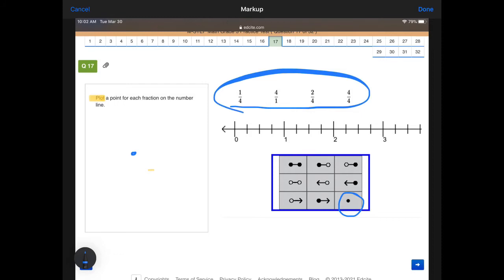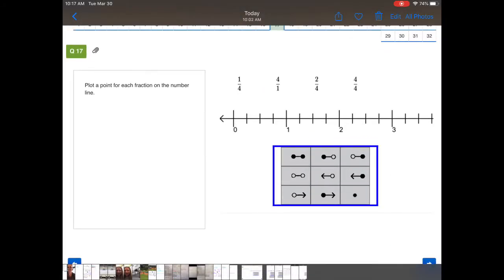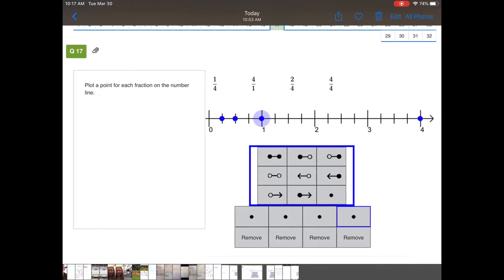Now I can see that it's dividing it into fourths, and if I look here, I can see that I've got 1/4, 2/4, 3/4, and then I've got a whole, or 4/4. So I really need to think about that when I'm working. So I'm going to show you what that looks like to plot all those points. So I'm going to go to my next one, and I've got it done there for you.